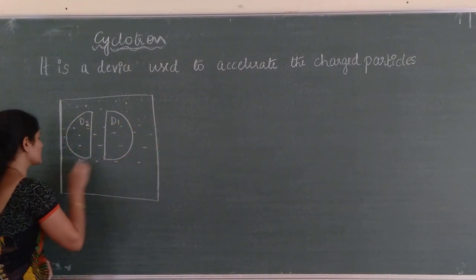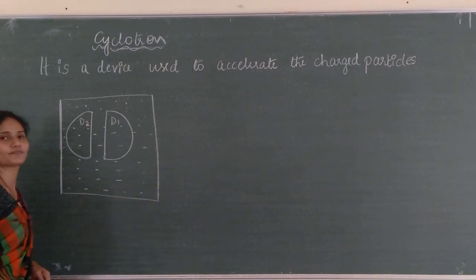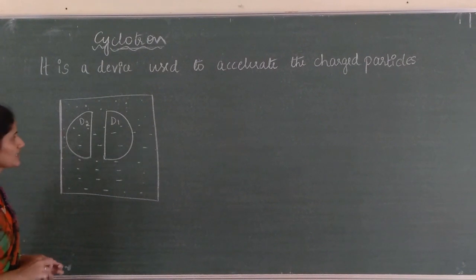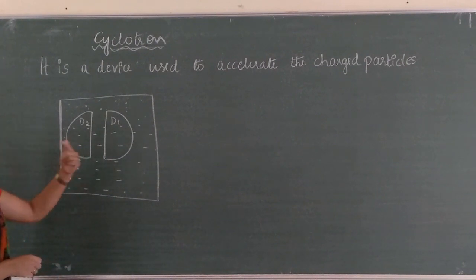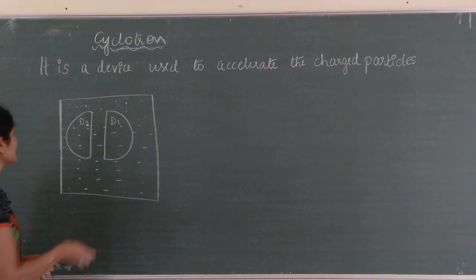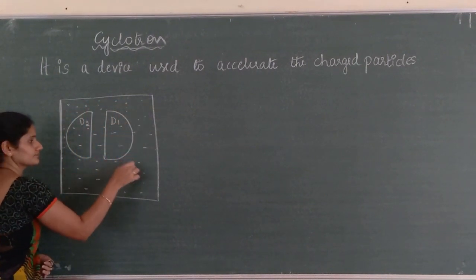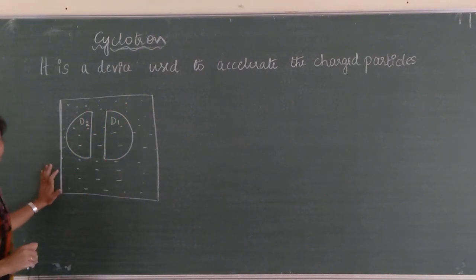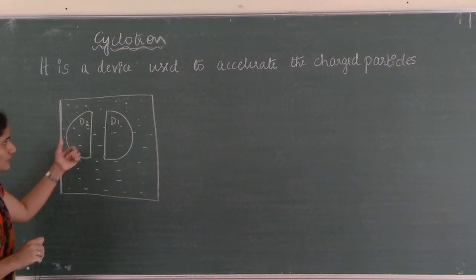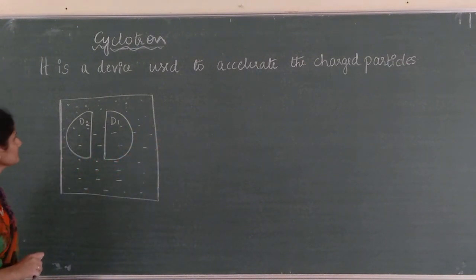Magnetic field is denoted by a dot. That means magnetic field is coming out of the plane. So the magnetic field is coming out of the plane like this. That's why we have denoted it by means of a dot. So there is a uniform magnetic field, and the magnetic field is directed out of the plane of the paper.